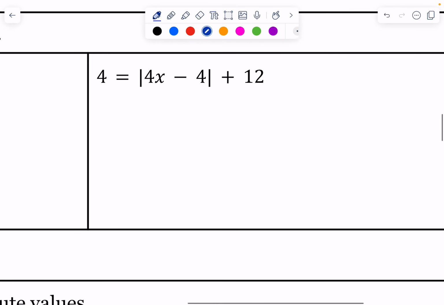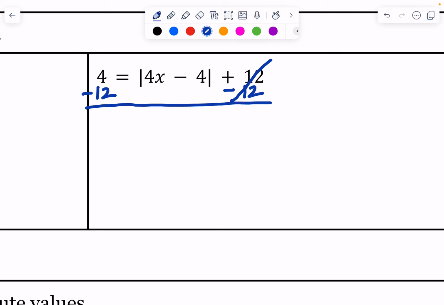All right, for this one, I'm going to subtract 12 on both sides. And I've got negative 8 is equal to the absolute value of 4x minus 4. And this is kind of an interesting one. So we have the absolute value of something is equal to a negative. And so this one has no solution.